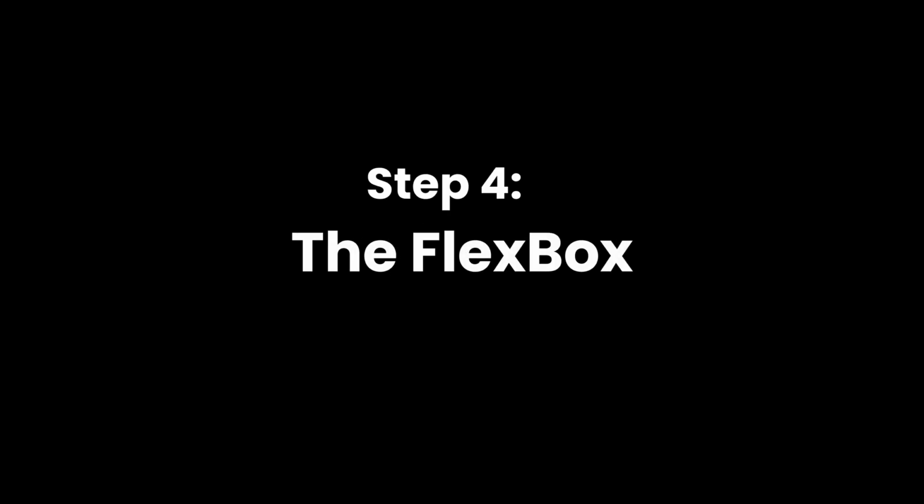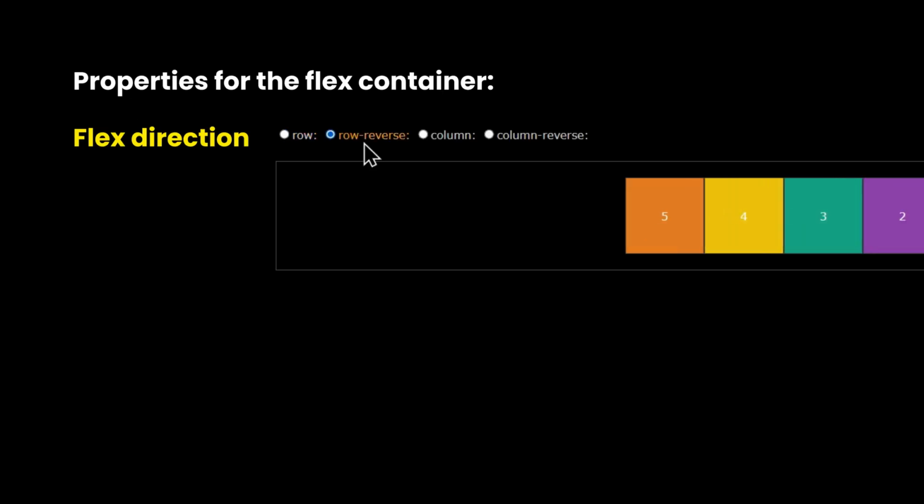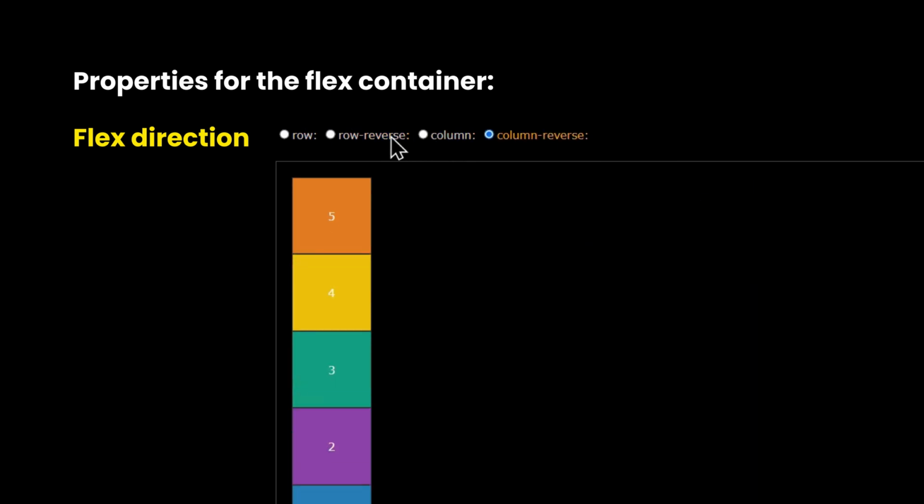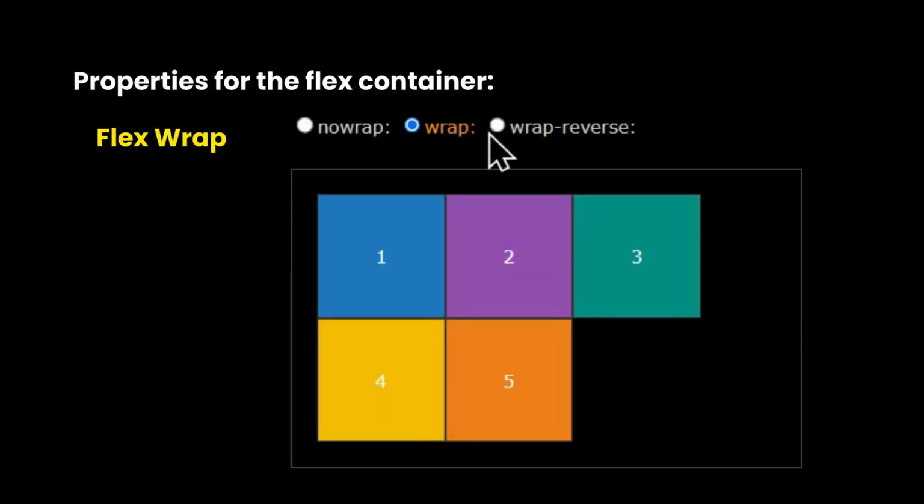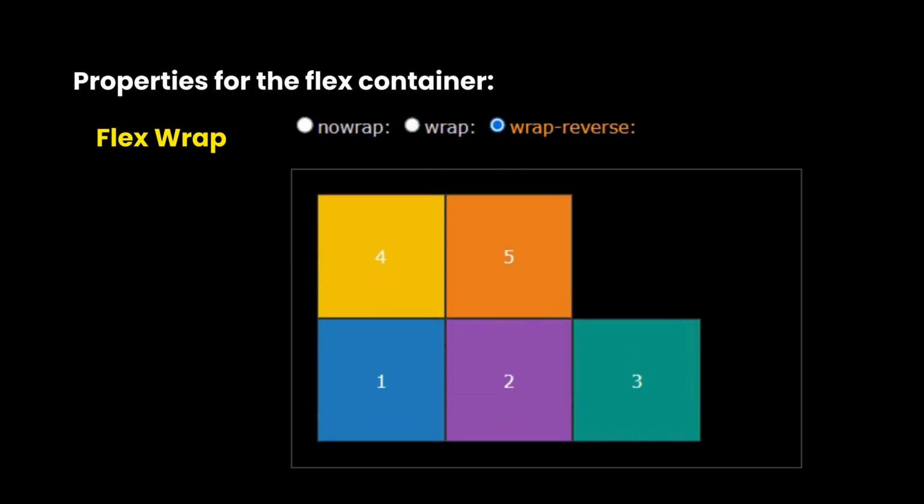Step 4. Learn Flexbox. Flexbox is ideal for one-dimensional layouts, arranging items in a row or column. It is perfect for creating responsive designs that adapt to different screen sizes. There are mainly two types of Flexbox properties. Properties on the flex container, which are flex direction, which allows you to set the direction of the flex container. Flex wrap, which allows you to wrap the Flexbox depending on the width, whether the flex items are forced onto one line or multiple lines.